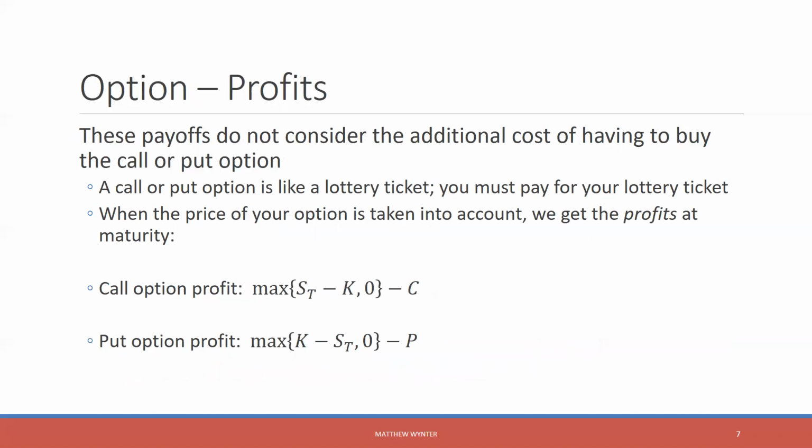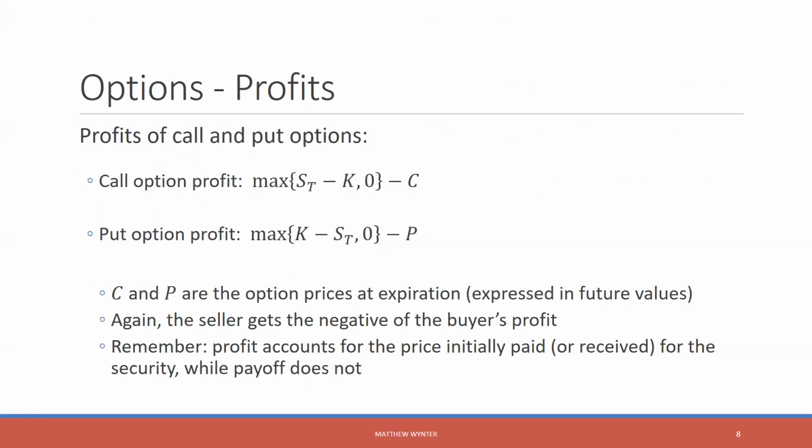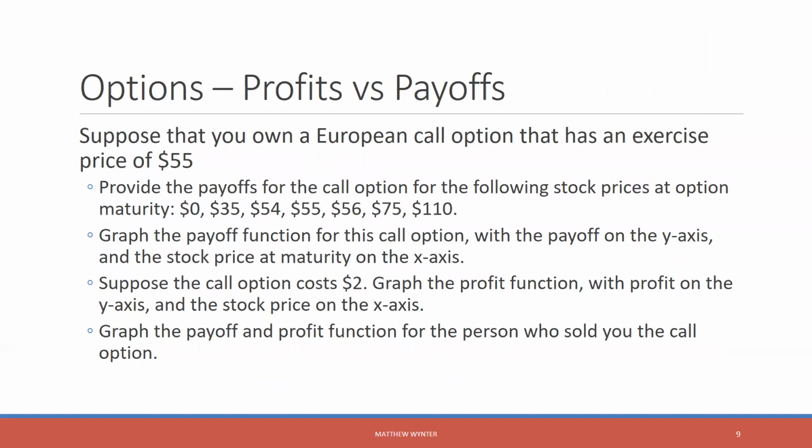I want to be clear that payoffs are different from profits. When we think about the profit of an option strategy, we have to take into account the fact that we actually paid for it. So you'll notice that our profits are the max of the payoff of the option minus the price of that option, the price of the call and the price of the put. C and P are option prices, and they have an expiration. Again, the seller is always going to get the negative of the buyer's profit. So the profit accounts for the price that you initially paid or received for the security, while the payoff does not. Let's look at profits versus payoffs.